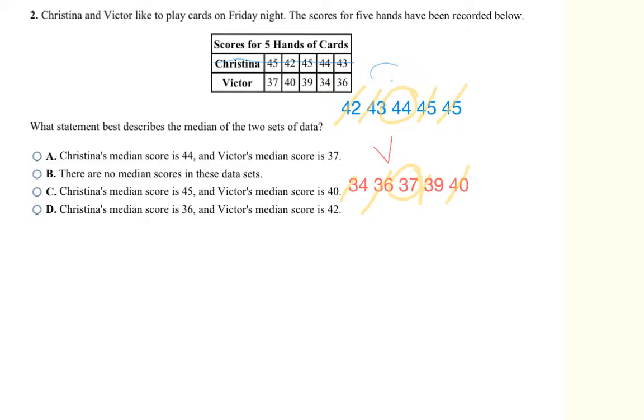And choice A here says that Christina's median score is 44, which it is. And Victor's median score is 37, which it is. So that means A is going to be my final answer.